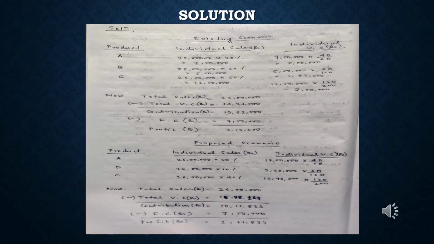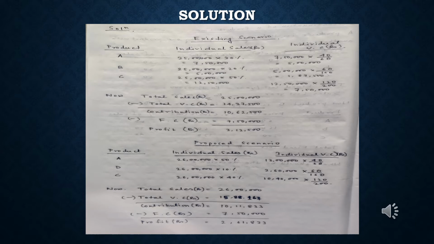Similarly, for the proposed scenario, if we do the same kind of thing, we get a slight change of sales to 26 lakh, in which product A gets 13 lakh, product D replacing B gets 2,60,000, and the rest, 10,40,000, goes to product C.